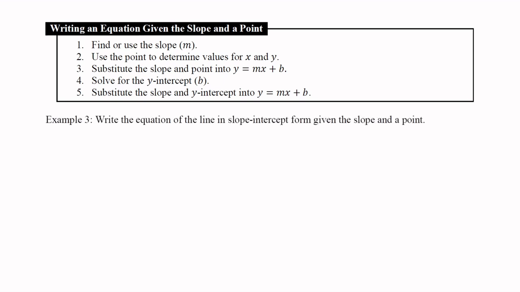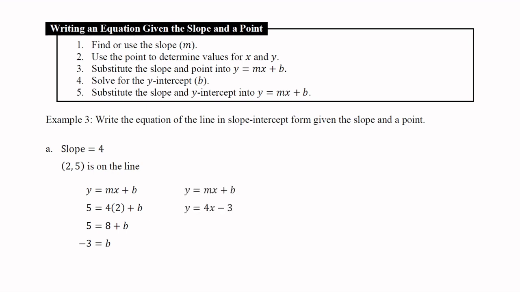So in example 3, we're going to be given the slope and a point, and we're going to find the equation of the line in slope-intercept form. So for the first part of this example, our slope is 4, our point is 2, 5. So in our slope-intercept form, we are going to plug in y equals 5, m equals 4, and x equals 2. And then we're going to solve for b. Once we have what b is, what our y-intercept is, we can take our slope and our y-intercept and plug them back into slope-intercept form.